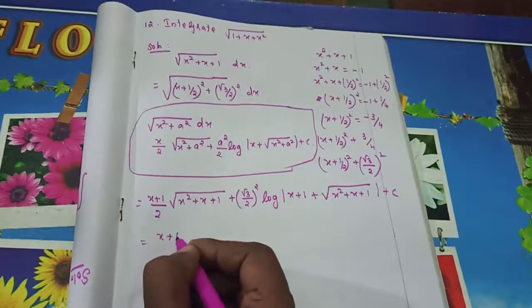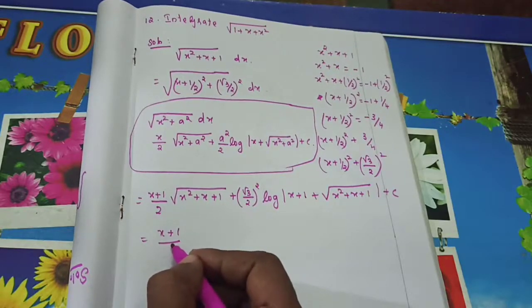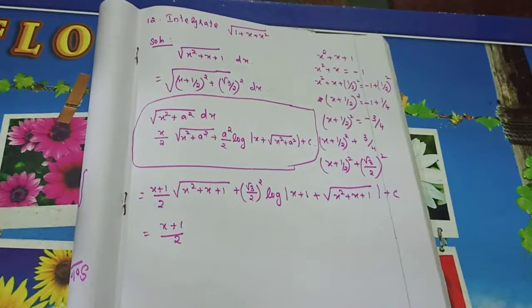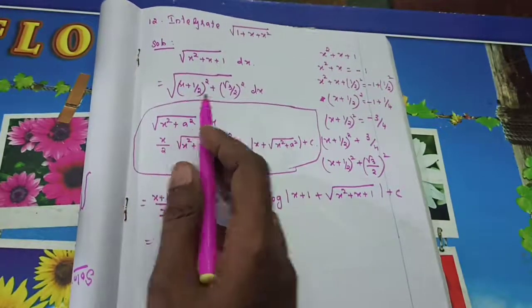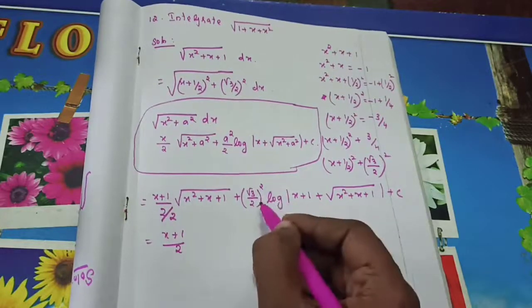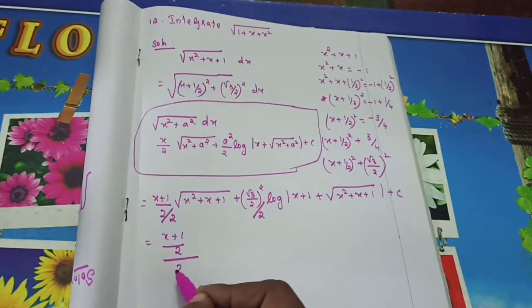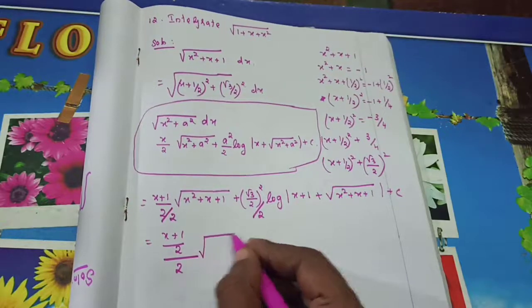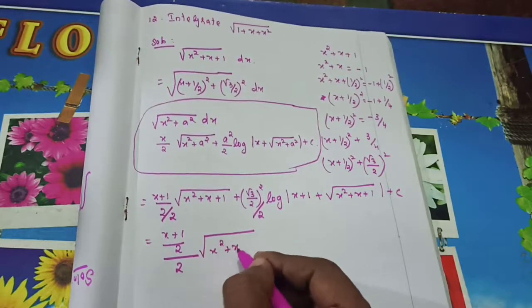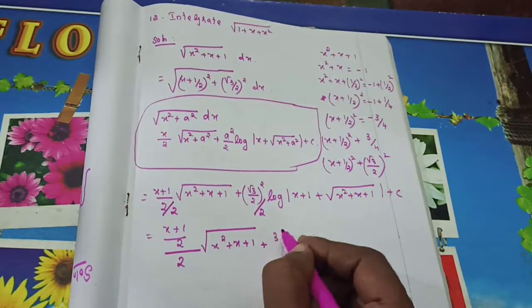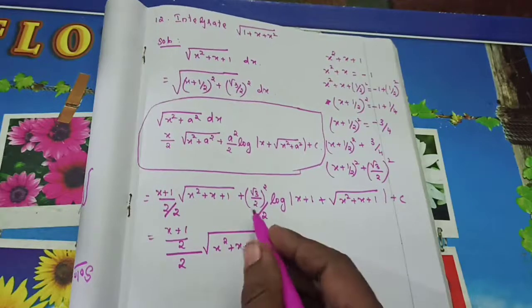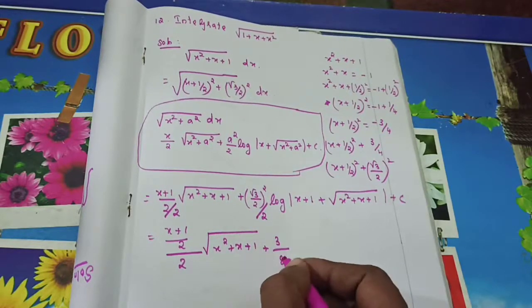That's equal to x plus 1 by 2. Listen students, here we did one small mistake. The x value is x plus 1 by 2, so x plus 1 by 2, by 2. So here also 1 by 2 must be there. So square root of x square plus x plus 1 plus root 3 the whole square means 3, is it right? 2 square means 4, 4 into 2 means this will go up, so 3 by 8 you will get.